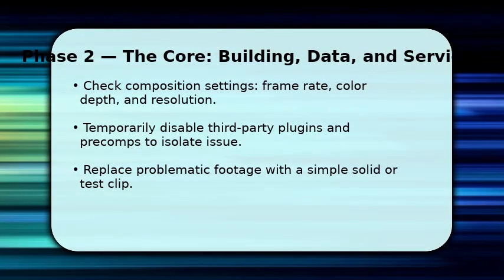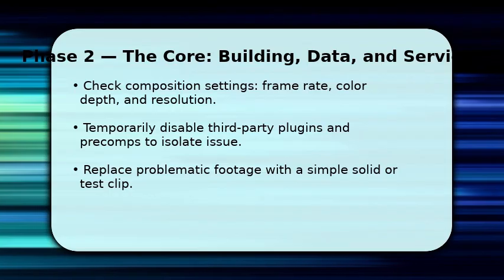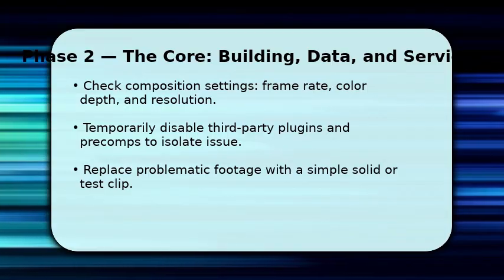Now you dive into the middle steps. Inspect composition settings for mismatches. Frame rate, bit depth, and color profile can trigger black frames. Make a duplicate composition and disable third-party plugins and nested precomps. This helps you find a specific layer that breaks rendering.